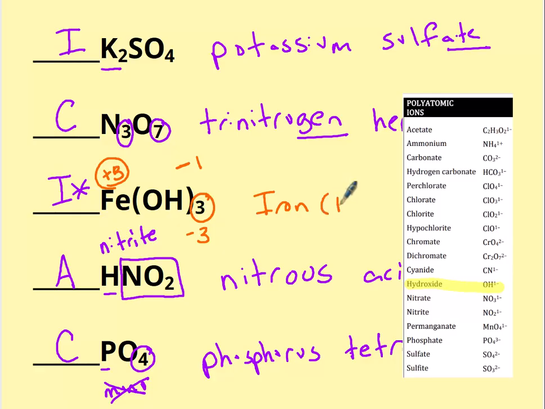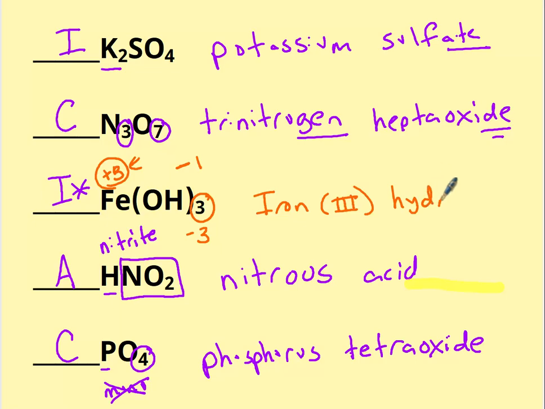So we get iron 3 because that Roman numeral is telling us the charge of the metal. And then OH was hydroxide. I don't change the ending of the polyatomic ion, it just ended in IDE on its own.